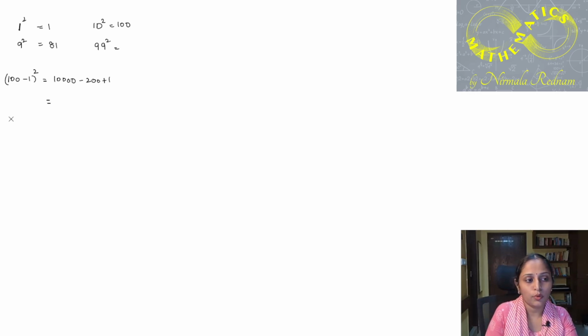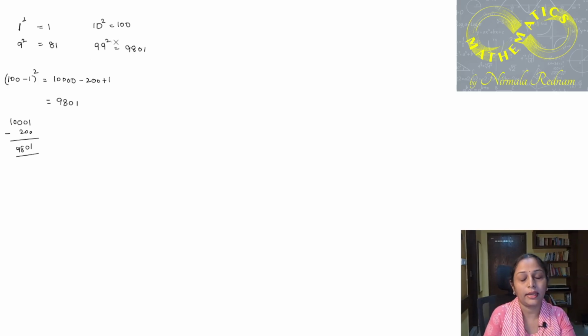So from 10,001, I have to subtract 200. So what is it going to be? 9,801. So that is my 99 square. Next, I want to look at three digit numbers.